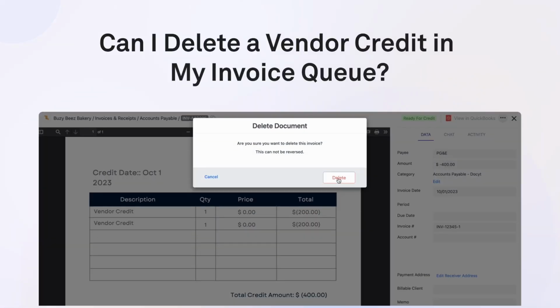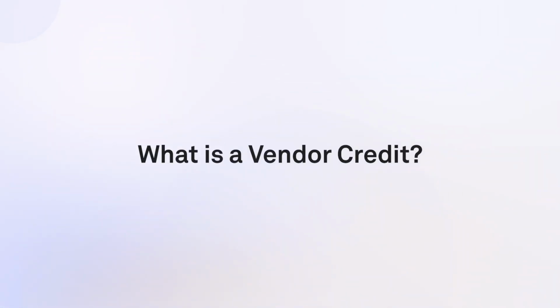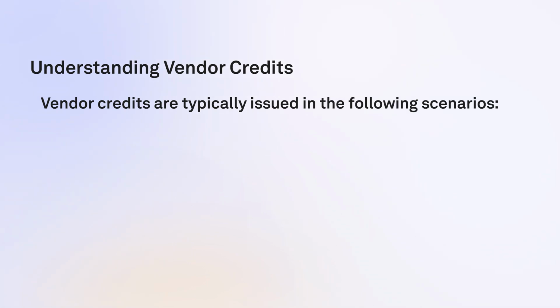Welcome to our guide on how to delete a vendor credit in Docket. When you receive a vendor credit, it signifies that you have a balance that can be applied to future invoices or potentially refunded, depending on your arrangement with the vendor. Vendor credits are typically issued in the following scenarios.